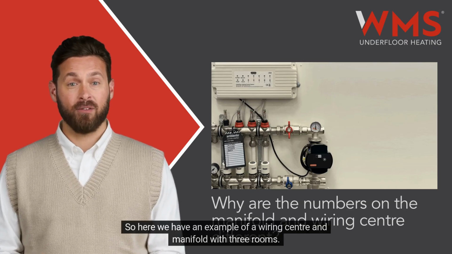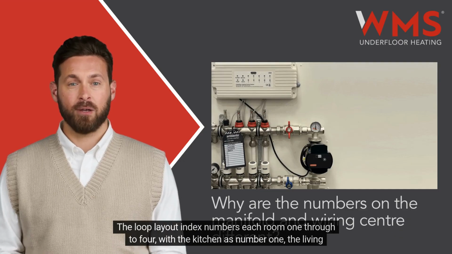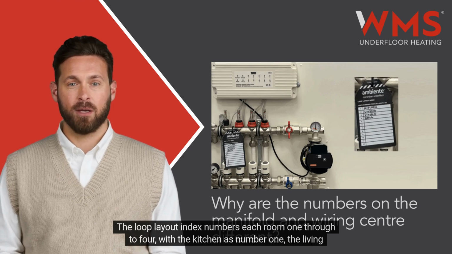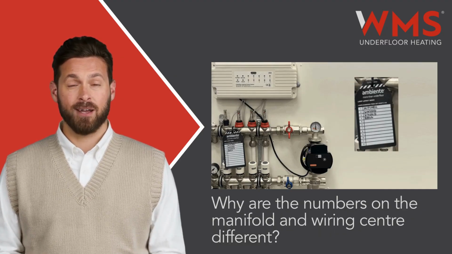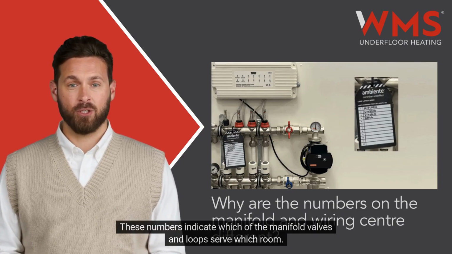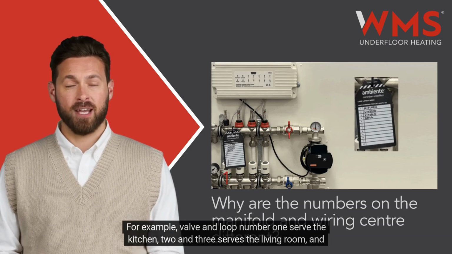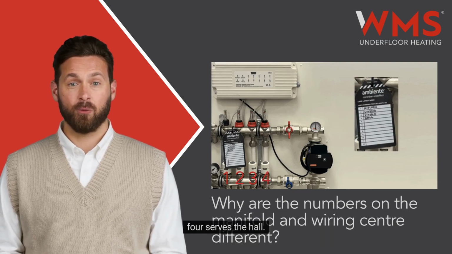So here, we have an example of a wiring center and manifold with 3 rooms. The loop layout index numbers each room 1 through to 4, with the kitchen as number 1, the living room as 2 and 3, and the hall is number 4. These numbers indicate which of the manifold valves and loops serve which room. For example, valve and loop number 1 serve the kitchen, 2 and 3 serve the living room, and 4 serves the hall.